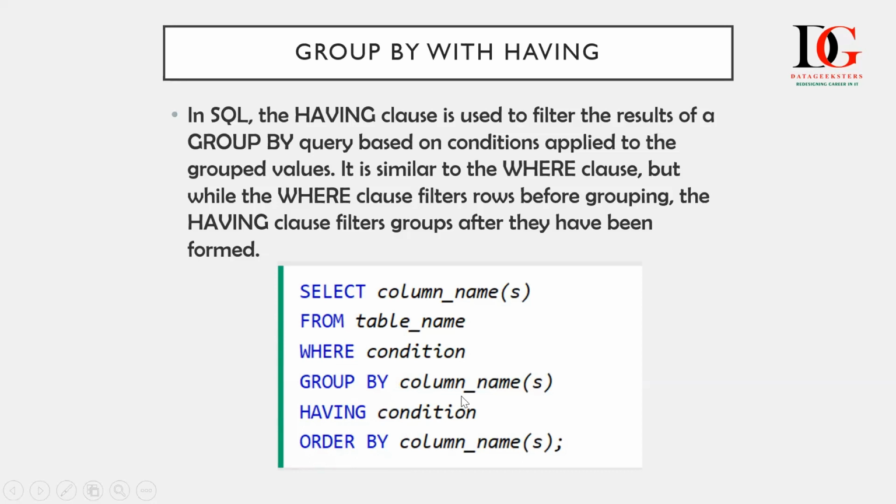So both the where clause and the having clause apply a condition to filter. The only difference is that the where clause applies the filter on the entire data set. It has nothing to do with the group. It will apply on the entire data set.